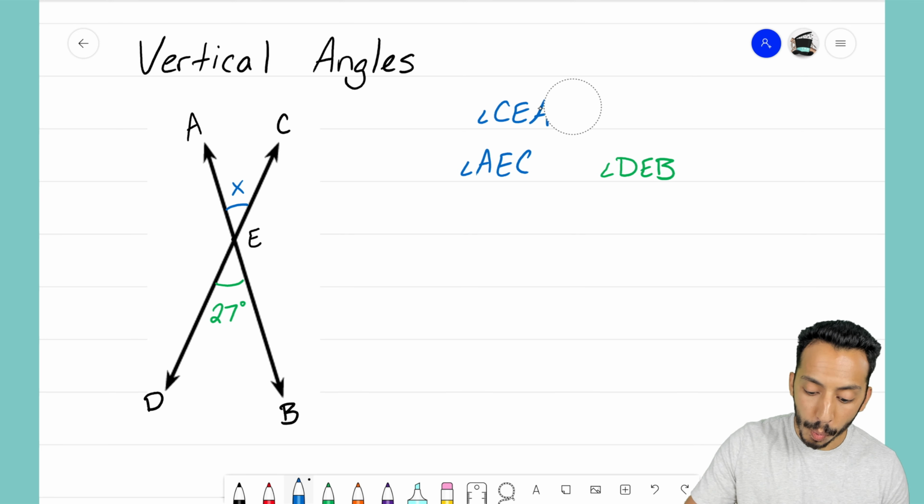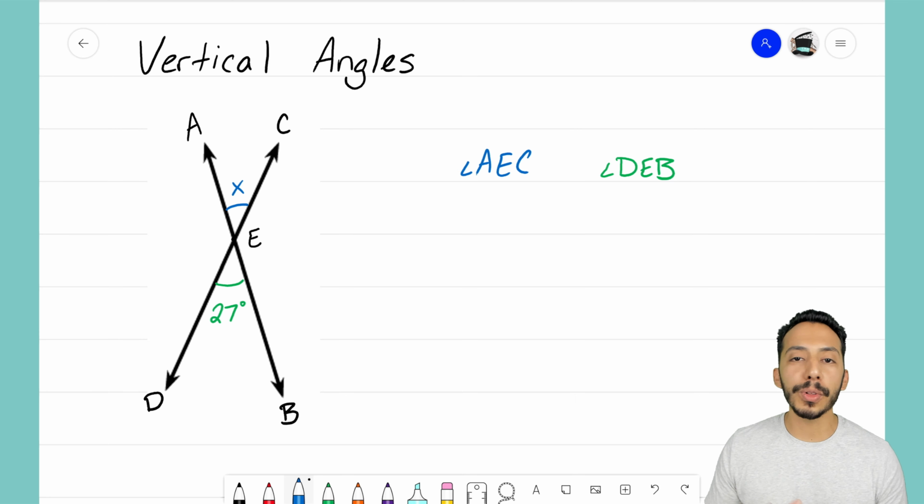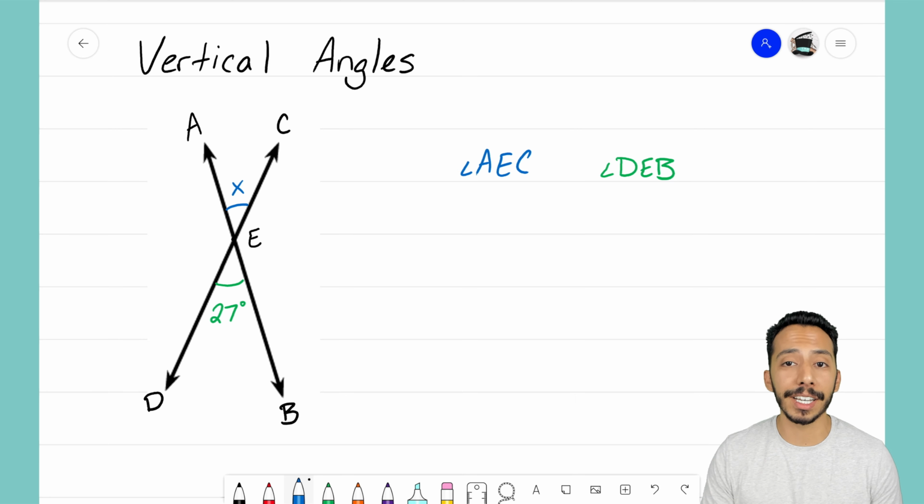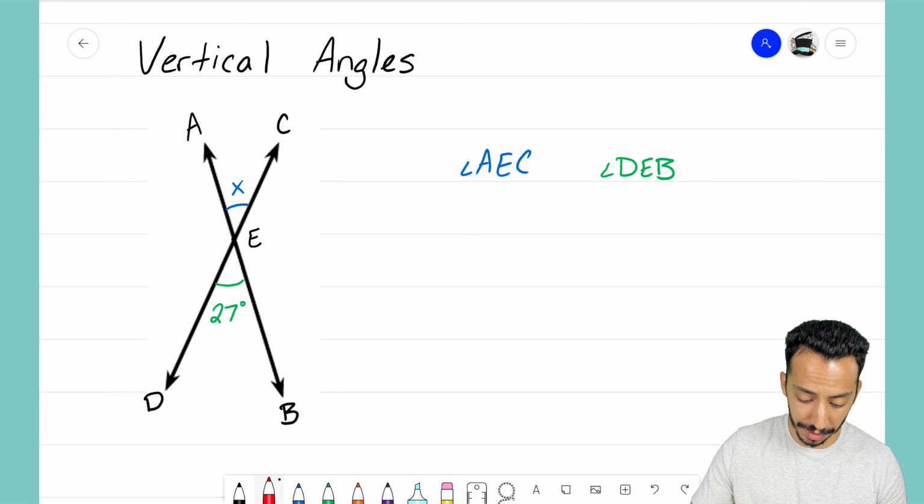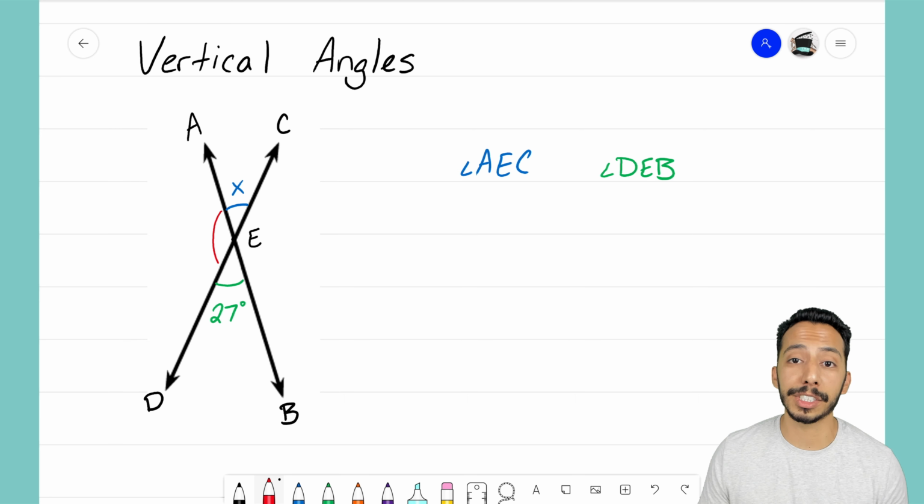All right, so what are vertical angles? Well, vertical angles are just opposite angles when you have two lines intersecting. We have those two lines there. Notice that the blue and the green angle, they are opposite from each other. They are not next to each other. I'm not talking about the blue and the red angle that are next to each other or the green and the red angle that are next to each other. They are opposite from each other.